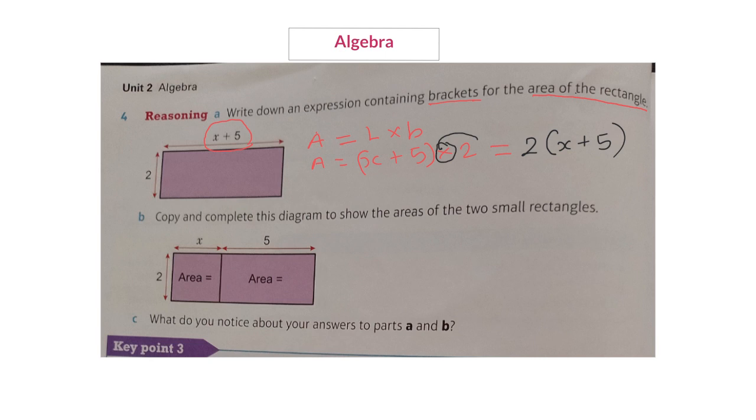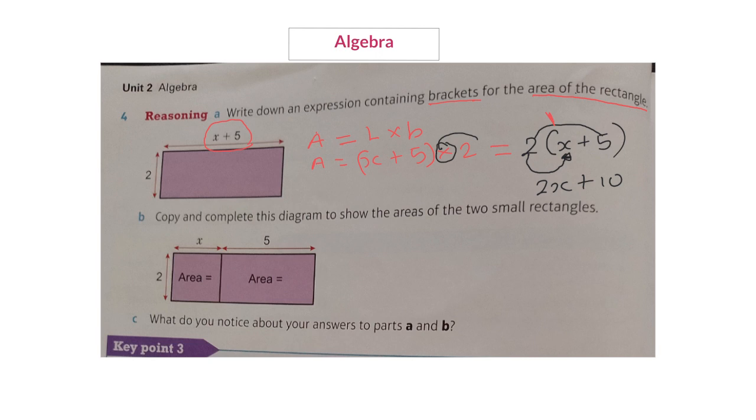However, to keep our skill of expanding brackets, you may have to multiply this out, right? 2 times x will give you 2x. And again, 2 times 5 will give you 10. So that's an expression generally, but not in this question. The question says an expression containing brackets for the area, and that should be the first thing we got. Okay, this is not your answer. So you always have to pay attention to what the question is asking you to do.